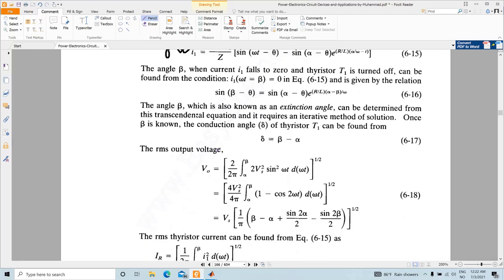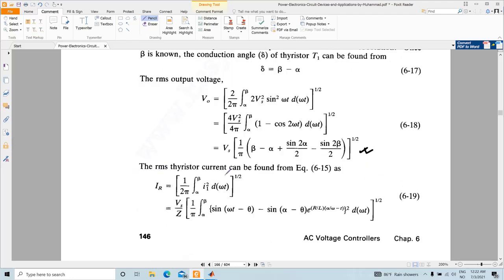So the RMS output voltage is 1 over twice pi, and as you have this output voltage from alpha to beta repeating 2 times, here comes 2, and then root 2 Vs sine omega t, you square it and you find 2 Vs square sine square omega t from alpha to beta, and you square root it for the whole time. And by doing the manipulation, you end up with the output RMS value.